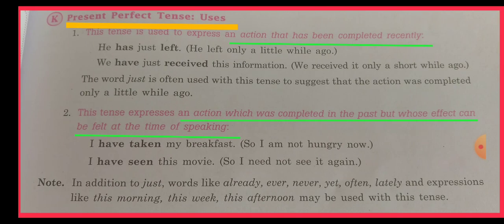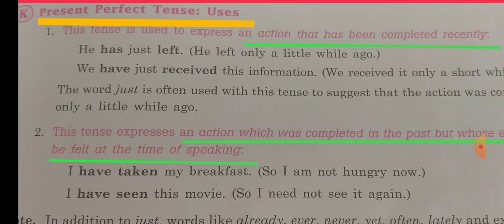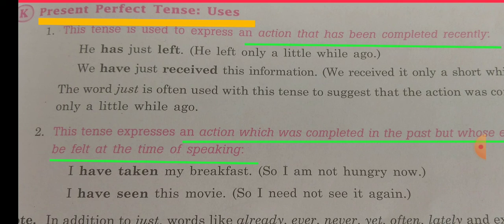Let us start learning about present perfect tense. First of all, we will discuss the uses of present perfect tense. So what is the use of present perfect tense? Means where do we use present perfect tense? This tense is used to express an action that has been completed recently. Means the action which is over just now is represented by using present perfect tense. Like, he has just left, means he left only a little while ago. So here such actions are denoted by present perfect tense.